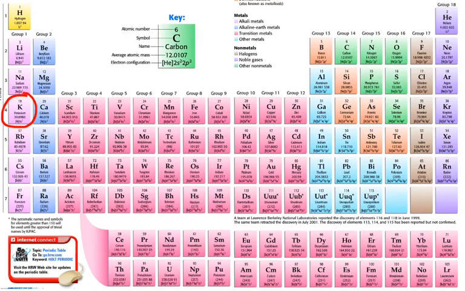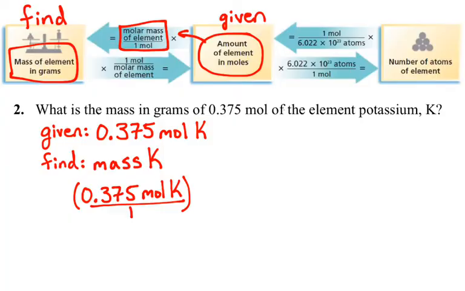we find potassium on the periodic table, and what we find for potassium is that it has an average atomic mass of 39.0983 AMUs. Now if we remember that the average atomic mass is numerically equivalent to the molar mass in grams, we simply take this number and plug it into our equation to find grams from moles.